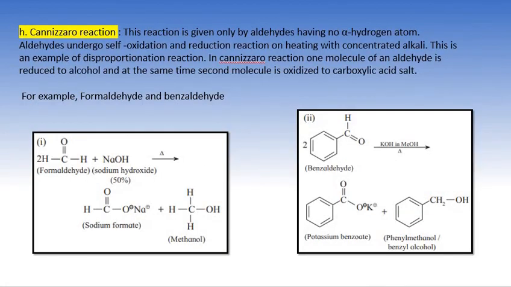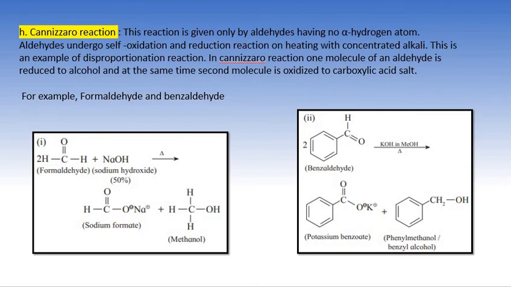Now the next, the Cannizzaro reaction. The Cannizzaro reaction is the reaction given by aldehydes only, having no alpha hydrogen. Aldehydes undergo self-oxidation reduction on heating with concentrated alkali. This is an example of a disproportionation reaction. In the Cannizzaro reaction, one molecule of an aldehyde is reduced to alcohol and the second molecule is oxidized to a carboxylic acid salt.